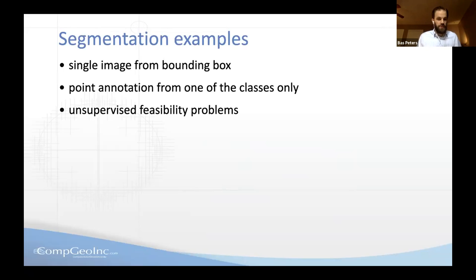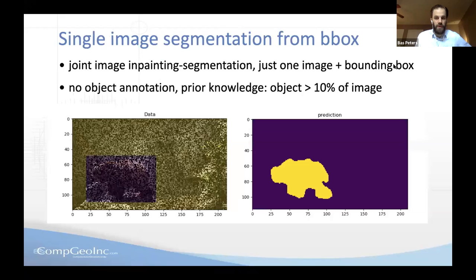So a few examples, some image processing and some geoscience applications, where I show some of them have bounding boxes. Some of them have annotation from one of the classes, and some of them have no labels at all. So going back to that image with that bear, this is a joint image inpainting and segmentation. We have a corrupted image with 50% missing pixels, and we want to get segmentation. So the whole data set is just this image.